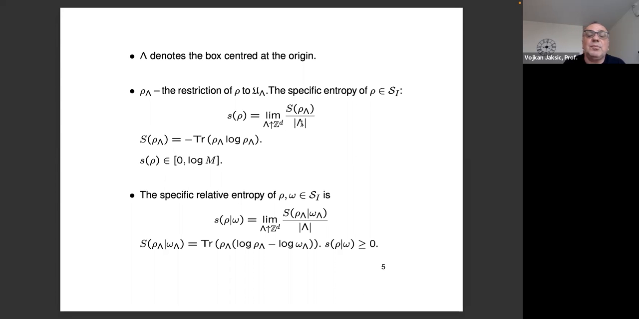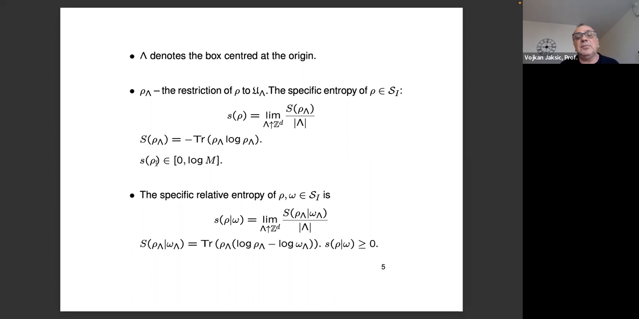So here we have the size of the box lambda, the number of points of lambda, and we just divide the von Neumann entropy of the restriction by the size of the box and take the box to Z^d. This limit always exists. It takes values in zero to logarithm M, where M was the dimension of the single spin Hilbert space. And the entropy map, which associates to rho its specific entropy S of rho, is affine. That is, S of the convex combination is a convex combination of S's. And it is upper semi-continuous.